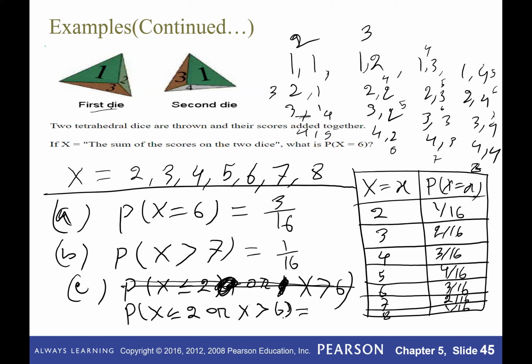And here, x less than or equal to 2, or x greater than 6. So how many numbers do we have in this case? X less than or equal to 2 is just this number, or x greater than 6 means 7, 8. So that means 1 plus this one, so 2 plus 1. So 4 over 16. So that means 1 over 4. Yeah, that's the correct answer. I think most of you got the correct answer. Thank you.